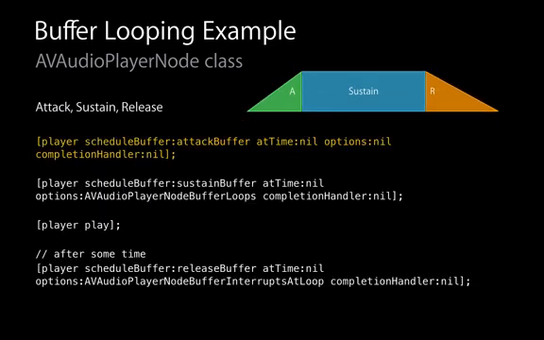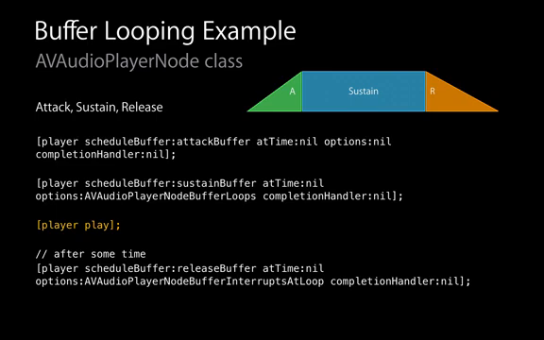The way that I can implement this in code is to first schedule the attack buffer with my option set to nil, and then schedule the sustain buffer with the AVAudioPlayerNode buffer loops option. So when I call play on the player, what this will do is play the attack portion of the sound and then immediately start playing the sustain portion of the sound and continue to loop that sustain buffer. And that goes on until I'm ready to interrupt it.